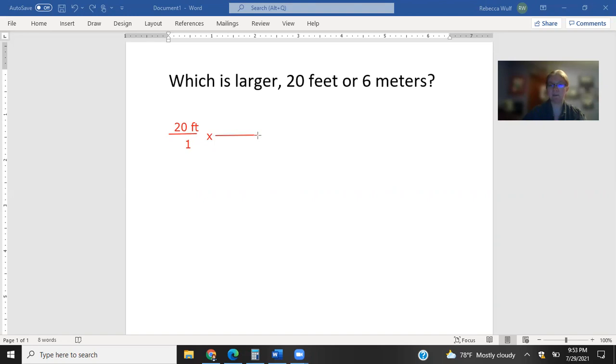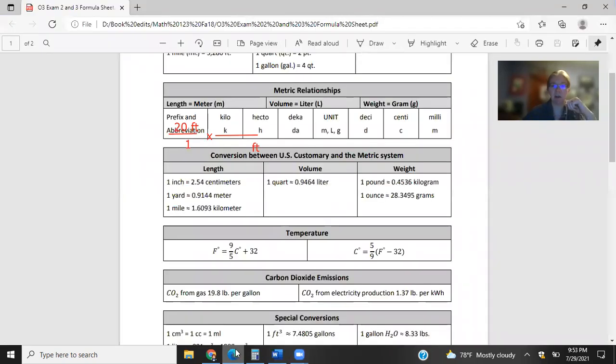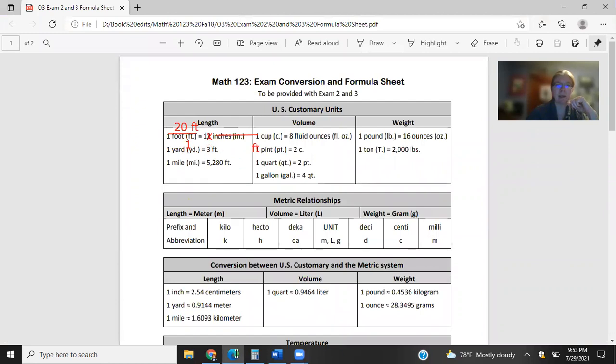So I start with what's given, 20 feet, and I want to set up an identity ratio in such a way that feet cancels out from top to bottom. Now, as I said, I don't know a value for feet to meters, but looking at my conversion sheet, I know meters and yards. And I can get from feet to yards by looking at my conversion sheet. Of course, 3 feet is 1 yard, or 1 yard is 3 feet.